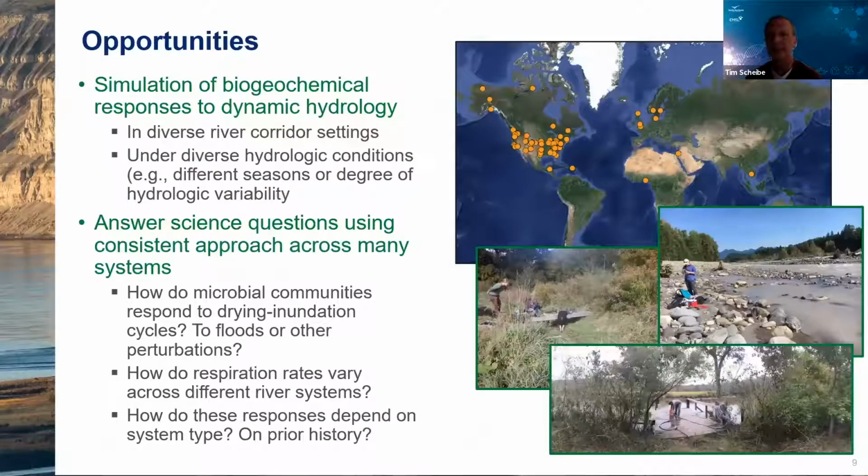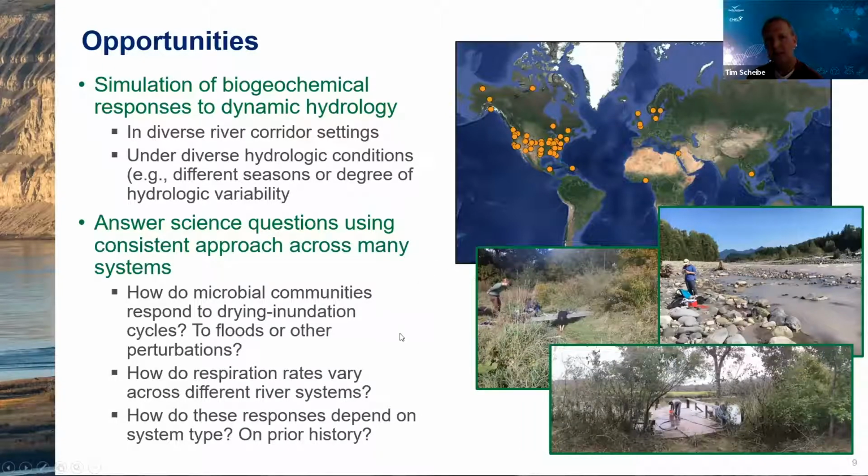Ultimately, if we have this system working well and we refine these models, we have a number of scientific opportunities before us. Can we simulate biogeochemical responses to dynamic hydrology across diverse river corridor settings, within watersheds, across basins, across continents, and even across the globe? Can we consider and account for diverse hydrologic conditions that might exist, for example, different seasons or different degrees of hydrologic variability depending on where we are in the geography? We could use this approach to answer science questions using a consistent methodology across these multiple systems.